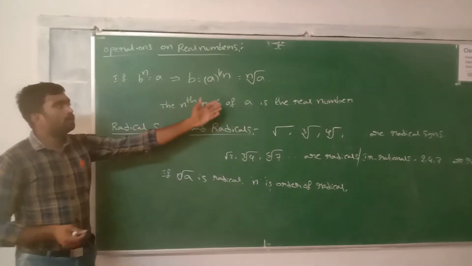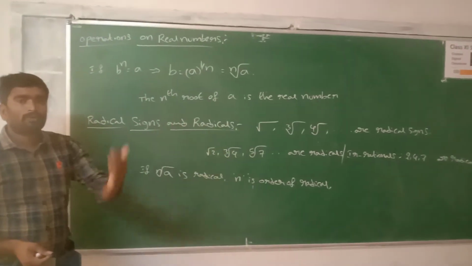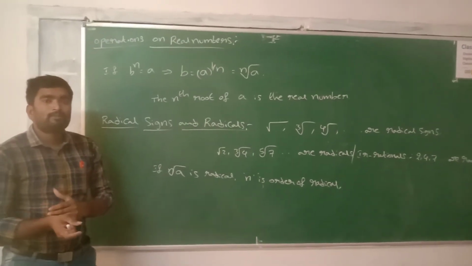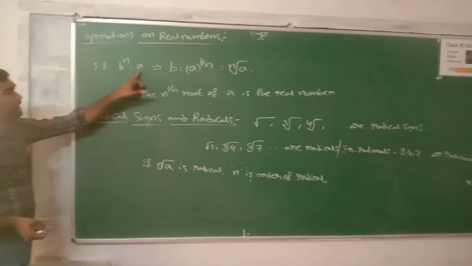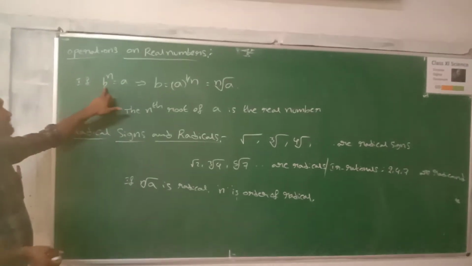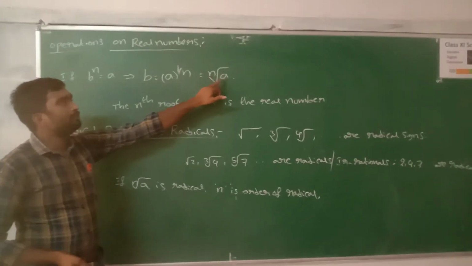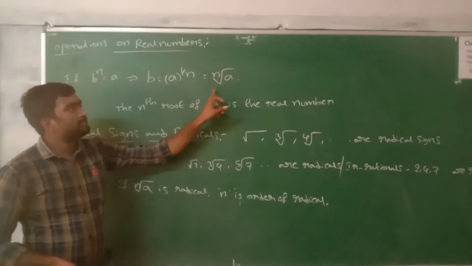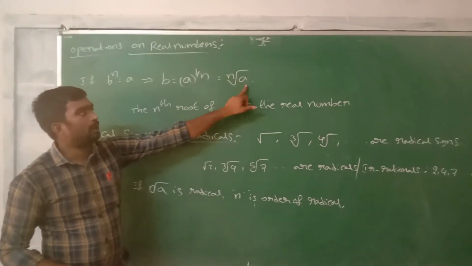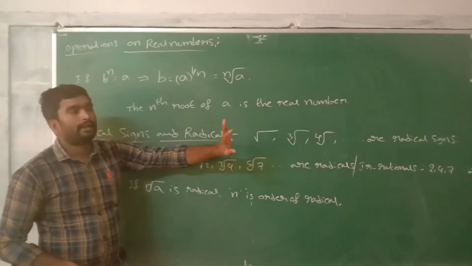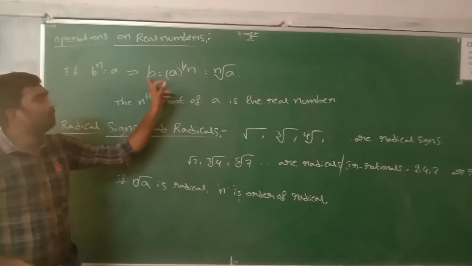First we learn about the root, the nth root, that means radicals. In yesterday's class we discussed root 2 and root 3 as examples of irrational numbers. Now to explain it: if b power n is equal to a, that implies b is equal to a power 1 by n, that is equal to the nth root of a. So this is the radical. n is the order of the radical and a is the radicand. That means the nth root of a is b.